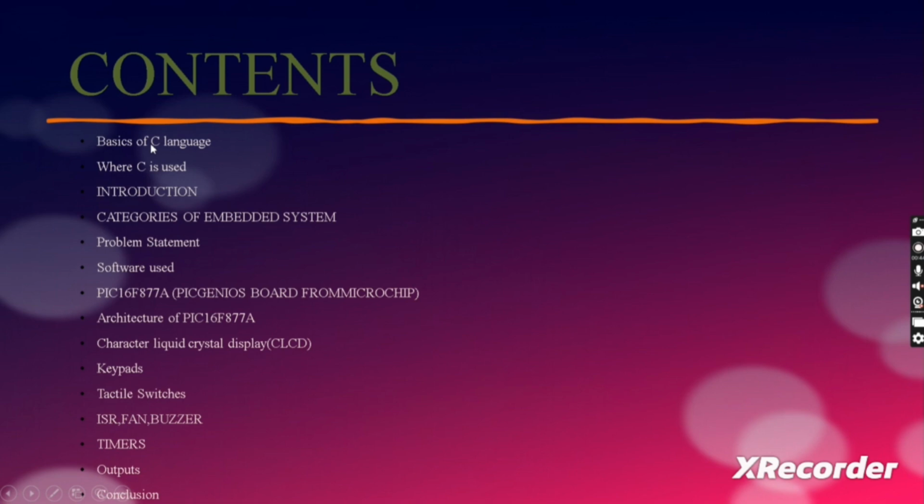And these are the contents. First, what we have learned in the internship: the basics of the C language and where we are using it in our daily life, an introduction to embedded systems and the categories of embedded systems, the problem statement of our project, the software we used during the internship, and the architecture of the PIC 16F877A, along with the CLCD, keypad, tactile switches, ISR, fan, buzzer, timers, and outputs.